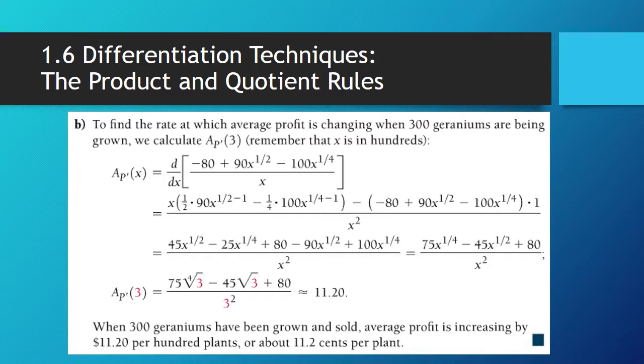And then finally put in 3. Now you may wonder why 3 and not 300. Because remember, x is representing hundreds. So if it's 300 geraniums, then we want x to only equal 3. And we get 11.20. So when 300 geraniums have been grown and sold, the average profit is increasing by $11.20 per 100 plants, or 11.2 cents per plant.